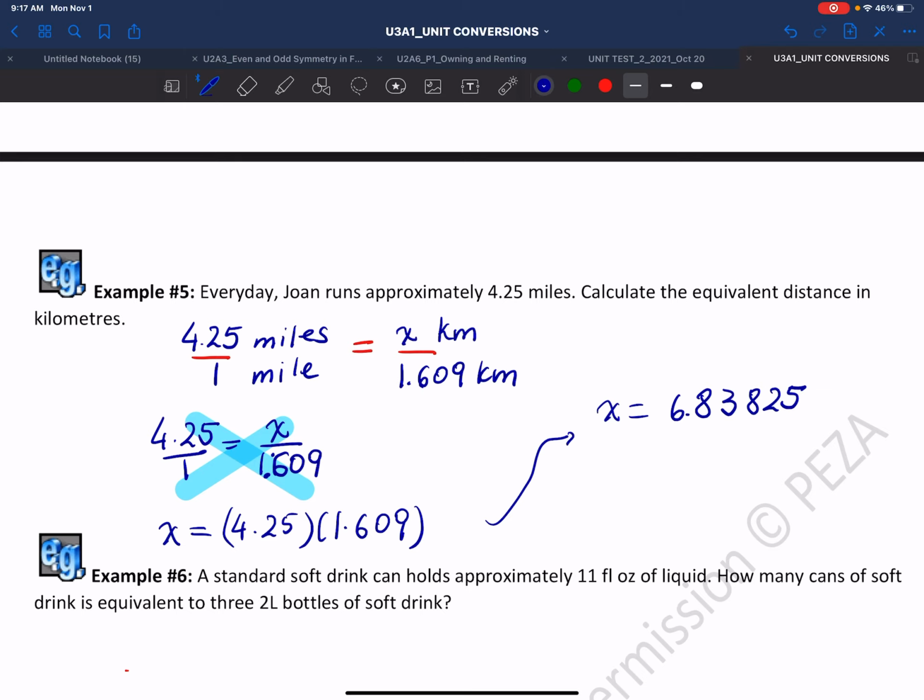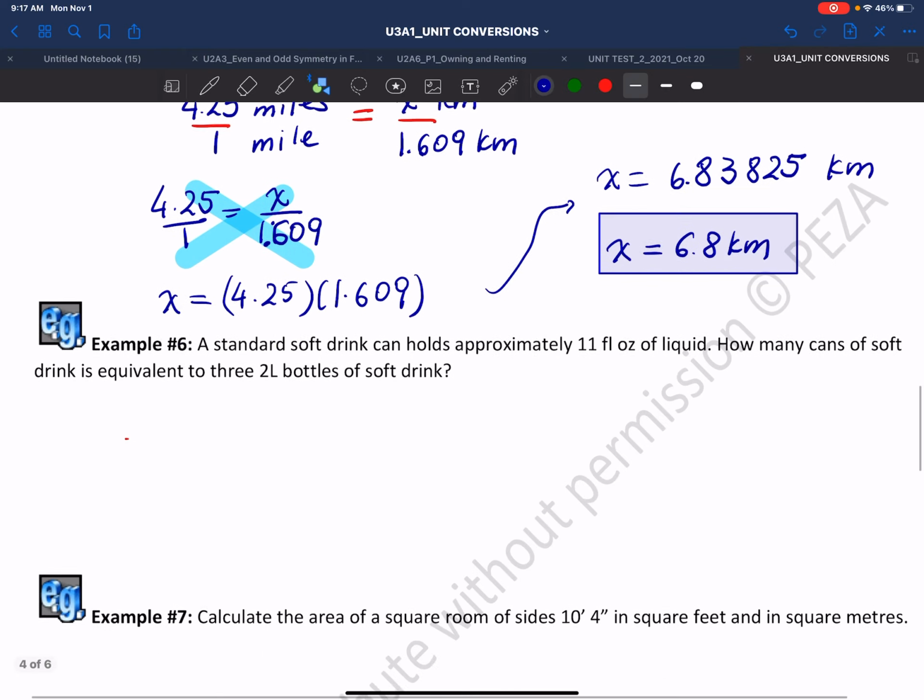This has to be in kilometers because x represents kilometers. And rounded to the nearest one decimal, we'll say 6.8 kilometers. And voila. Let's take a look at another example.